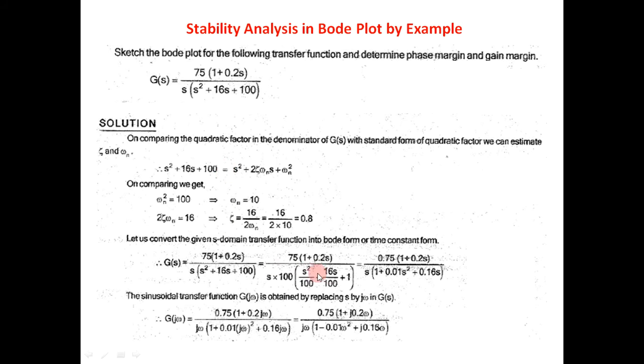So let us convert this term to look like a real plus imaginary part, and then substitute j omega. After substituting s is equal to j omega and separating the real and imaginary parts, you will get 0.75 into 1 plus j 0.2 omega by j omega into 1 minus 0.01 omega square plus j into 0.16 omega.